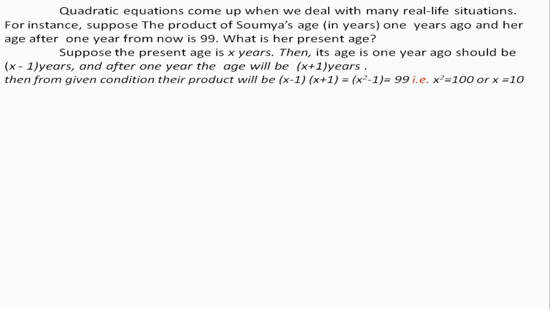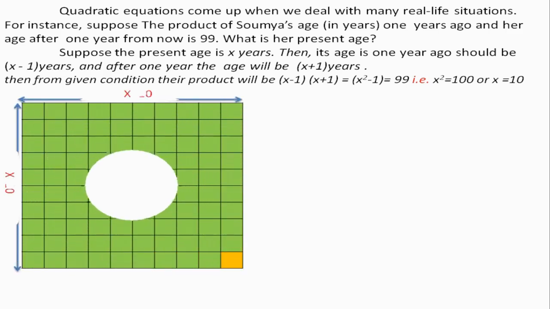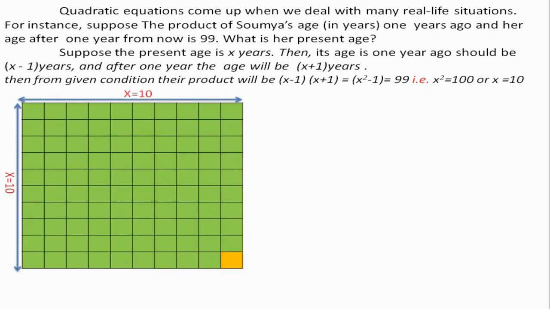Now we have to visualize this problem, as you can see here. What I did here, I made a 10 by 10 square, meaning this square has 100 boxes and each side is 10. So according to the first condition, X square is equal to 100, and X square minus 1 means 100 minus 1. So the green part is 99 and the yellow part is 1, and the total sum is 100. So only the green part is 99.